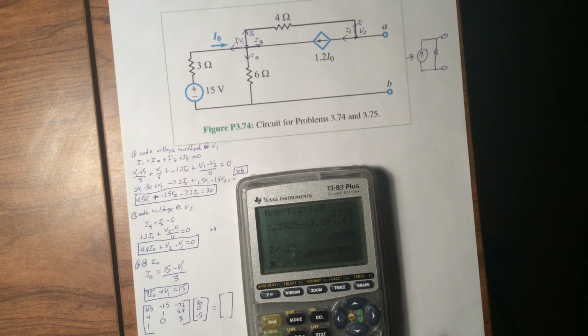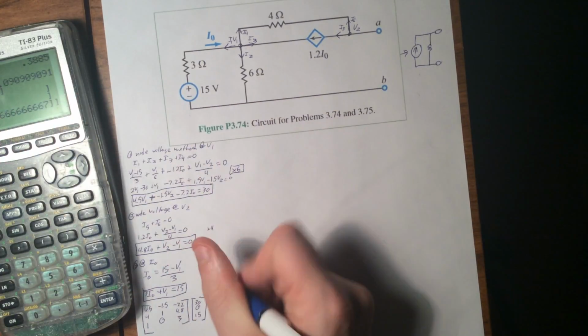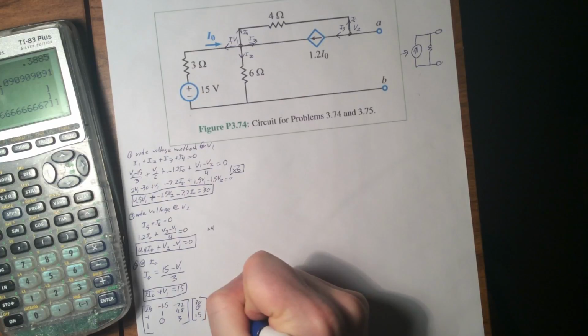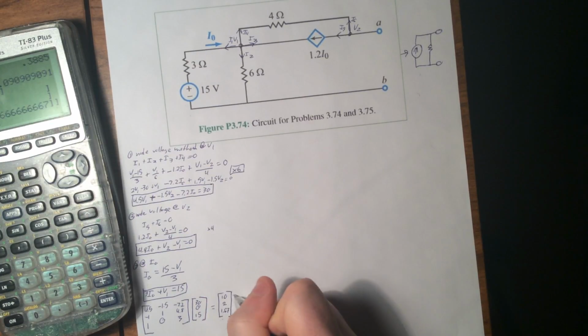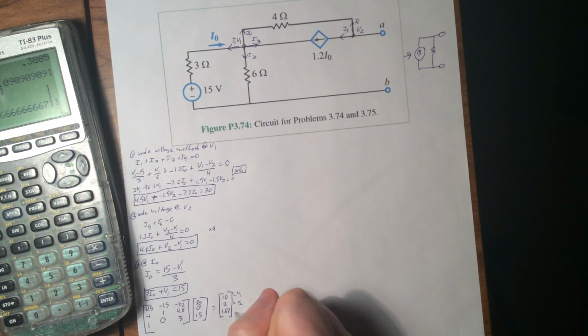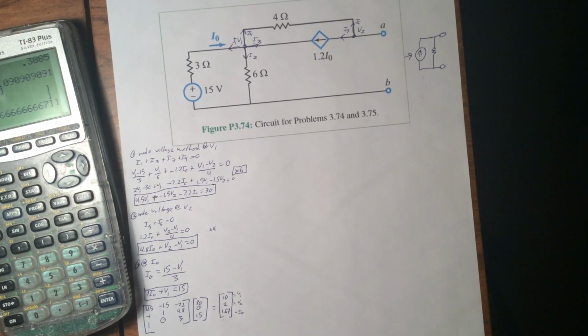Quit. Math matrix. A minus 1. Math matrix. B. 10, 2, and 1.67. This is 10, 2, 1.67. And that means this is V1, V2, and I0.